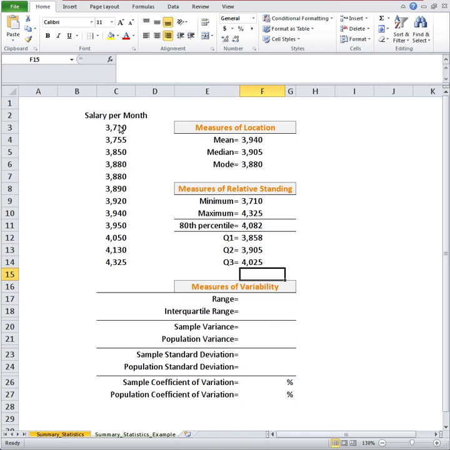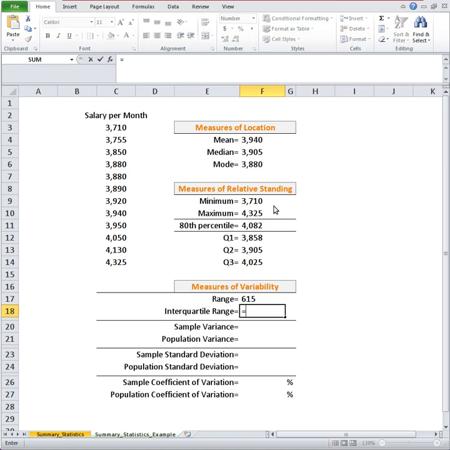And now I am going to get some measurements of variability. So the first one is range, which is very simple to compute. It's just the maximum value. So I'm going to point to F10, where I already have the maximum value, and then I am going to subtract the minimum value. So if I hit enter, I get 615.